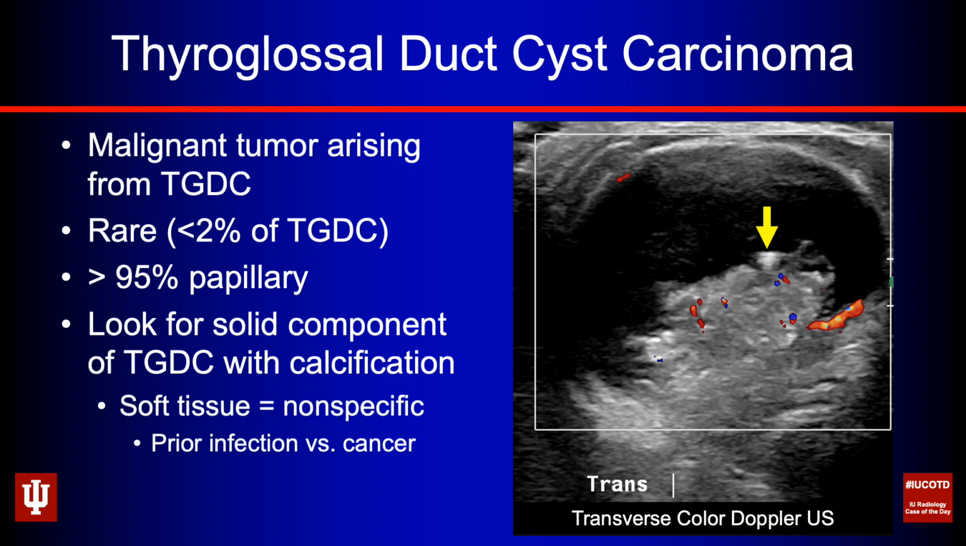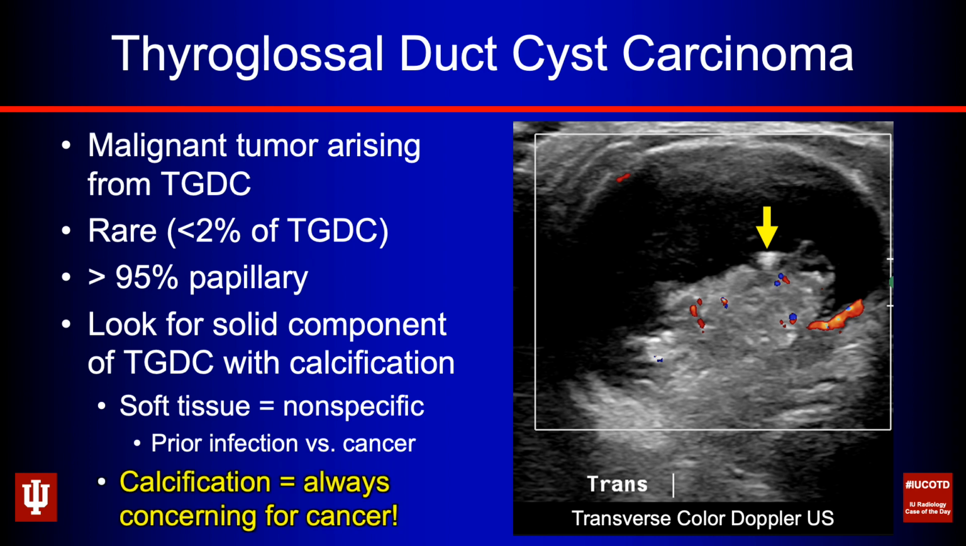So, when you see soft tissue within a thyroglossal duct cyst, it is a nonspecific finding. It may be the sequelae of prior infection or inflammation, or it may be cancer. The imaging has low specificity. Whenever you see calcification, that is always concerning for cancer. Let me say that one more time. If you see calcification within a thyroglossal duct cyst, that is always concerning for cancer.